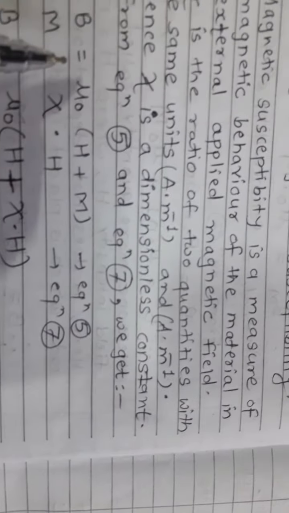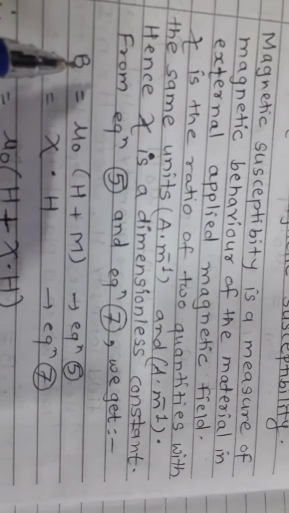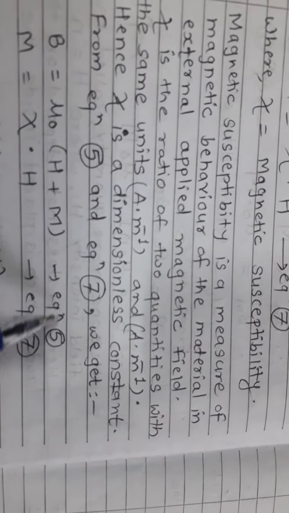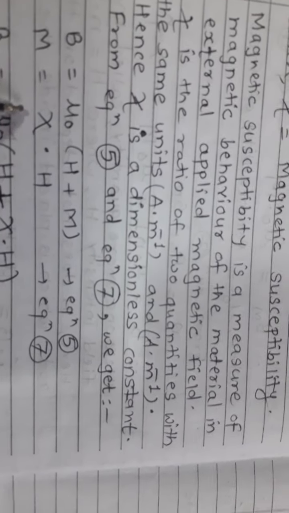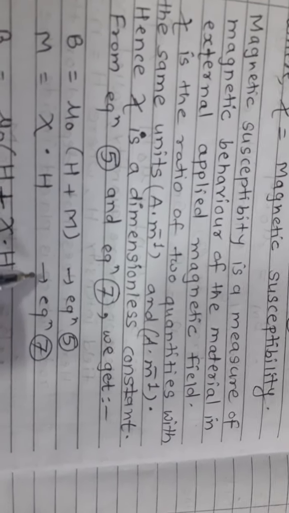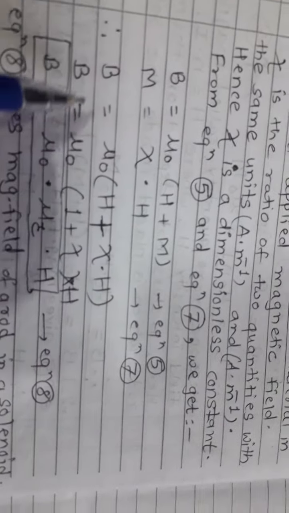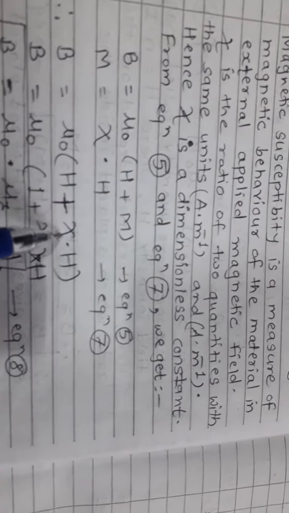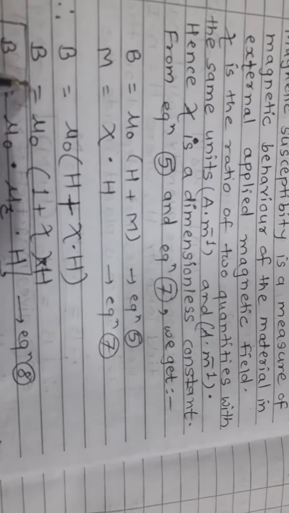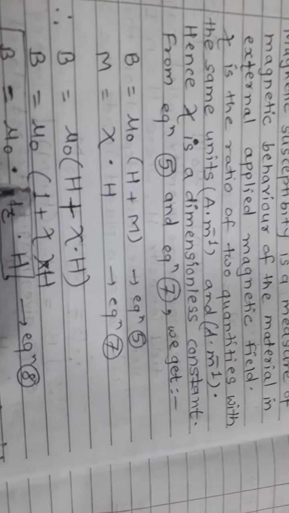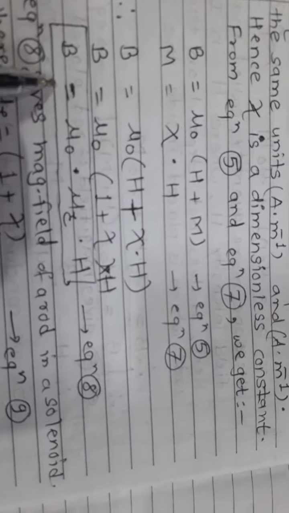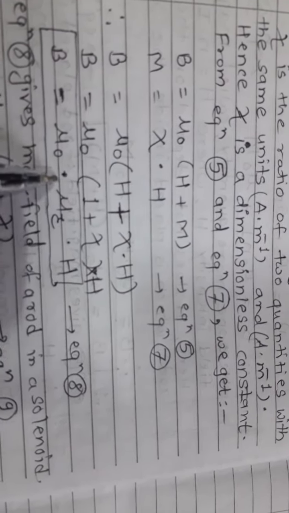From equation 5 and 7, first we have B is equal to mu 0 into bracket capital H plus capital M. This is equation 5. And capital M is equal to psi into H. This is equation number 7. Therefore, B is equal to mu 0 into bracket H plus psi H. Therefore, B is equal to mu 0 into bracket 1 plus psi bracket complete into H. Therefore, B is equal to mu 0 into mu r into H.